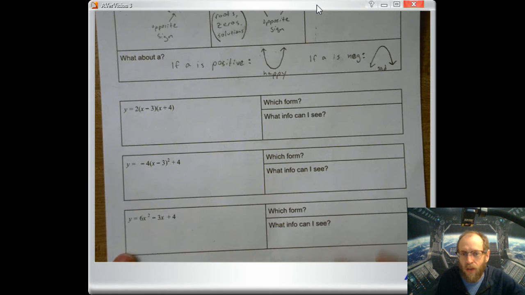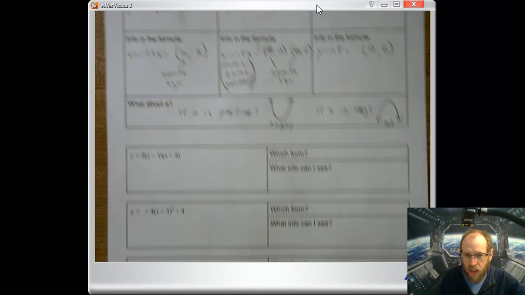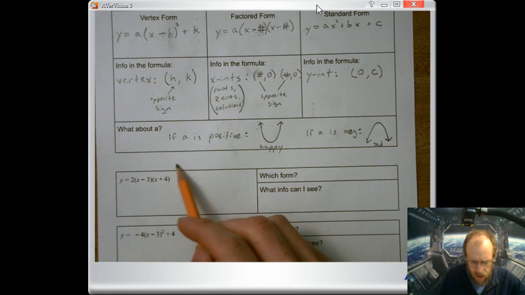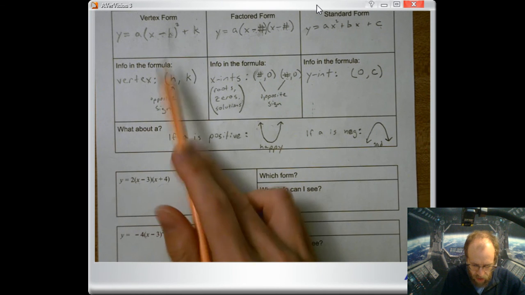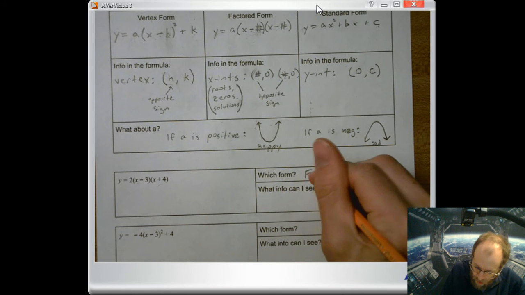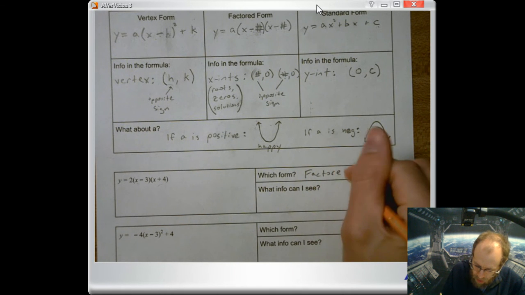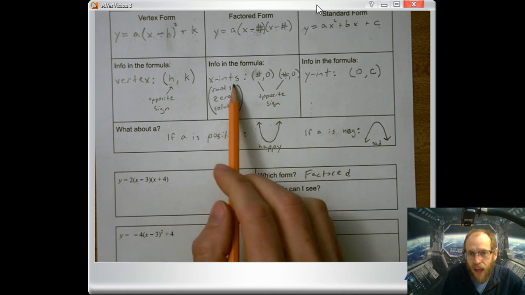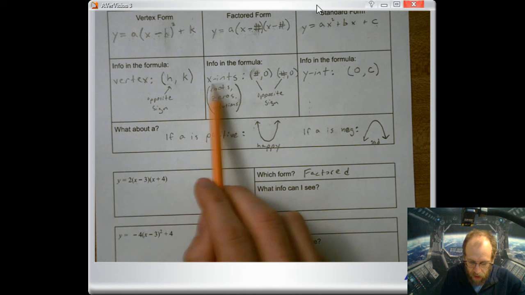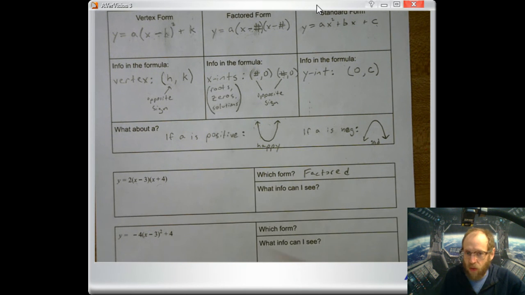Okay, so hopefully you've tried to answer these questions. This first one looks like it's in, no, maybe, no, yep, factored form. Which means I should be able to look at it and see what the x-intercepts are. So what info can I see? Well, in factored form, I can see the x-intercepts. So what are the x-intercepts?